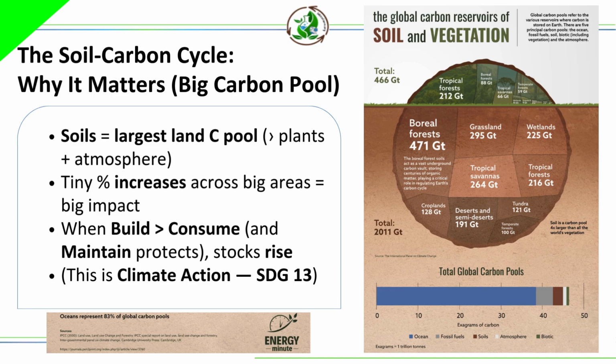The equation is simple. When build exceeds consume, and we protect what we gain, soil carbon stocks go up. That's good for the climate. Every small practice, planting cover crops, mulching, that tips the balance, adds up. For example, if this school garden stored more carbon in its soil, it would be helping the climate just a bit. And multiply that by every farmer, city park, or lawn, and it's huge. So think, which soil management habit could you adopt at home that might help capture carbon and fight climate change?